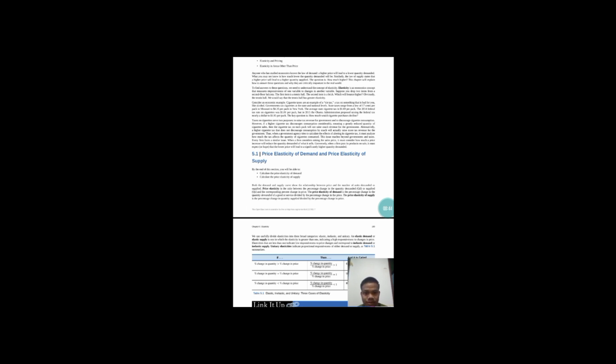Price elasticity is a ratio between the percentage change in the quantity demanded or supplied and the corresponding percentage change in the price. Price elasticity of demand is the percentage change in quantity demanded of the good or service divided by the percentage change in price. Price elasticity of supply is the percentage change in the quantity supplied divided by the percentage change in price.